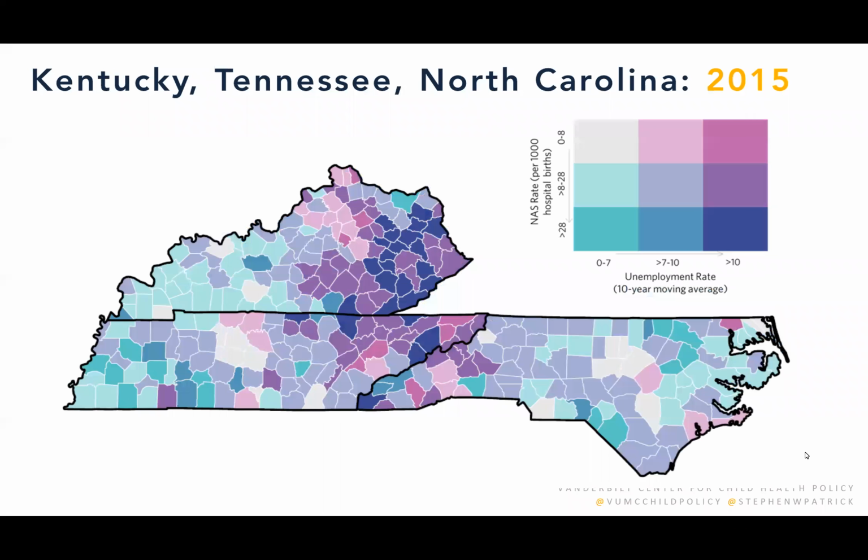So here's an overlay of counties that have high long-term unemployment, and that's a moving average of unemployment at the county level for 10 years and high rates of NAS. The purple counties are those counties. These are counties that have high unemployment, high rates of NAS. And our analyses looking at accounting for a slew of other things, we find that in remote rural counties in particular, about a 2 percentage point increase in long-term unemployment was associated with a 34% higher rate of neonatal abstinence syndrome. Next slide.